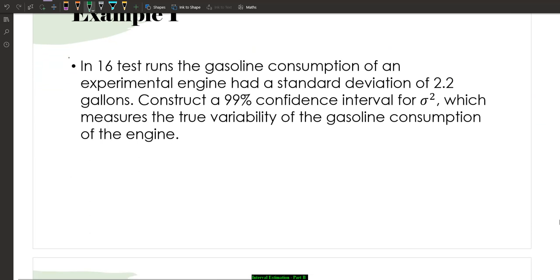So let's look at example number 1. In 16 test runs, the gasoline consumption of an experimental engine had a standard deviation of 2.2 gallons. So this is the sample standard deviation from 16 tests. We need to construct a 99% confidence interval for the population variance, to estimate the true variability of the gasoline consumption of the engines. Let's jot down the information that we have: n equal to 16 and the sample standard deviation equal to 2.2.